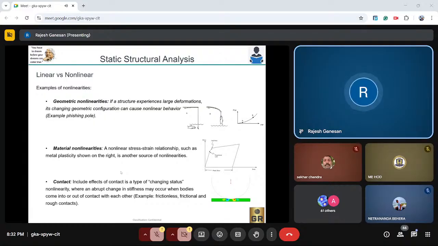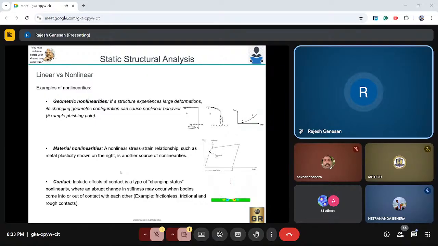If a structure experiences a large deformation, it is changing its geometric configuration, which causes non-linear behavior. That is a fishing pole you can see. I am putting the fishing pole into the water. Once I catch the fish, the shape and behavior change, and deformation happens in the fishing pole, where it is experiencing non-linear behavior.